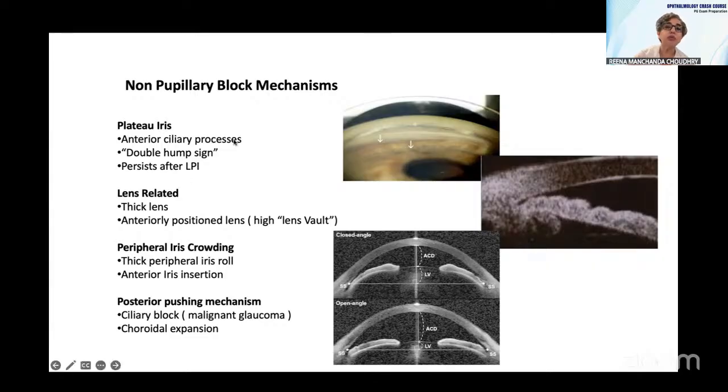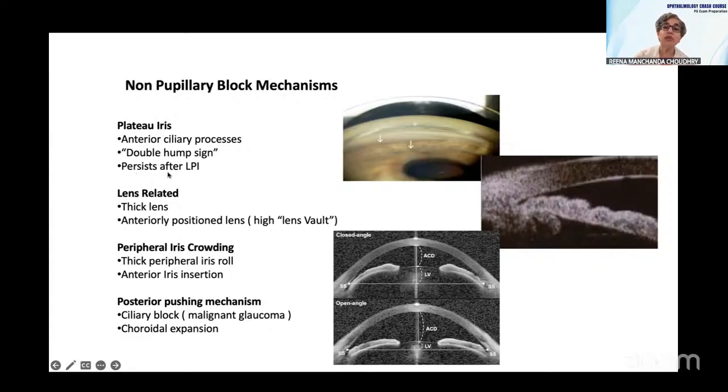So the important non-pupillary mechanisms to understand are, number one, plateau iris, where you have an anteriorly placed ciliary process, which gives you, when you do a gonioscopy, a double hump sign, or sine wave sign, where the peripheral iris is raised, then you have a little dip, and then you have another rise in the tissue of the iris.